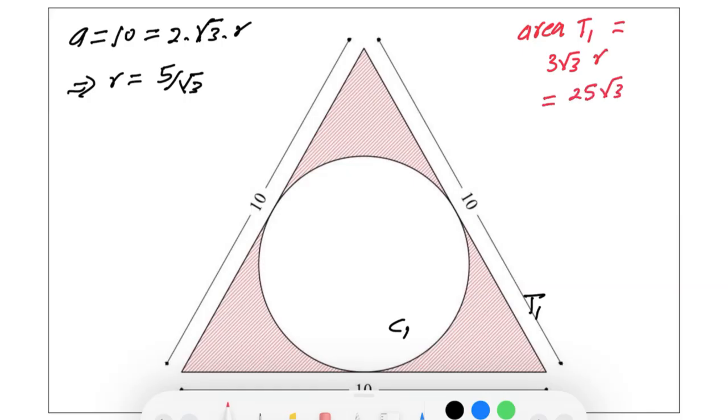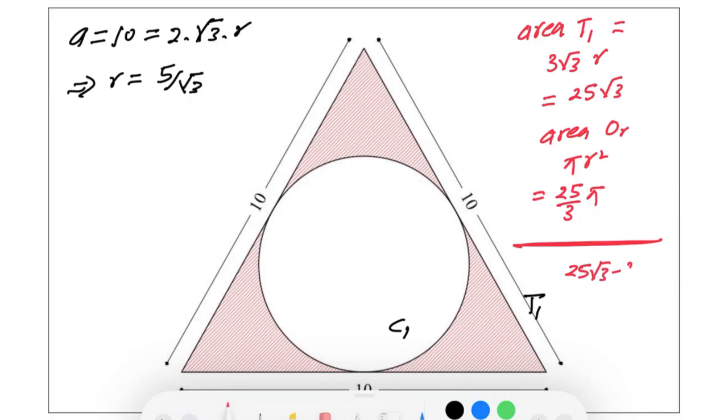Area of circle R is going to be pi r square. That is nothing but 25 by 3 times of pi. So therefore T1 minus C1, what is this? The simple solution here is 25 root 3 minus 25 pi by 3. This is our final answer in this case.